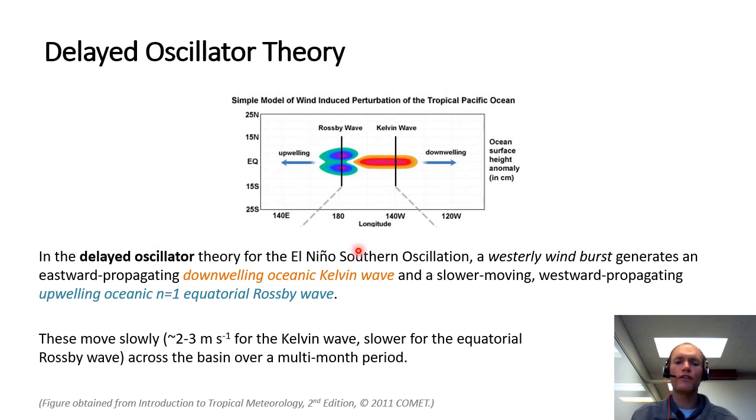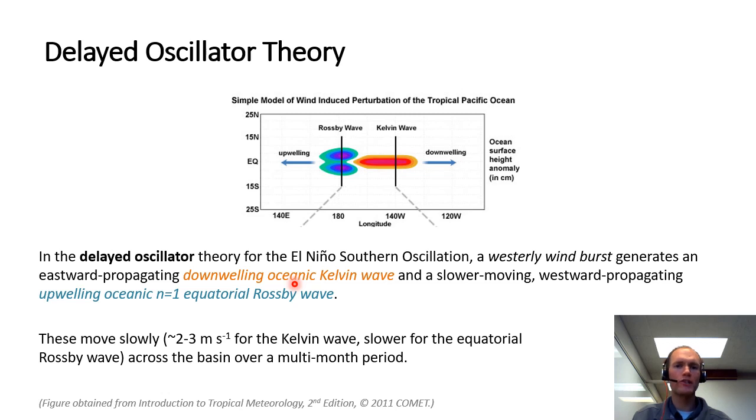So in this theory for the El Nino Southern Oscillation, we start with what is known as a westerly wind burst. And there's specific criteria that can be used to define what this looks like, but for the context of this discussion, it is just a prolonged period of westerly trade winds, so thus near the surface over the central to eastern equatorial Pacific Ocean, that then helps to generate a combination of two oceanic equatorial waves.